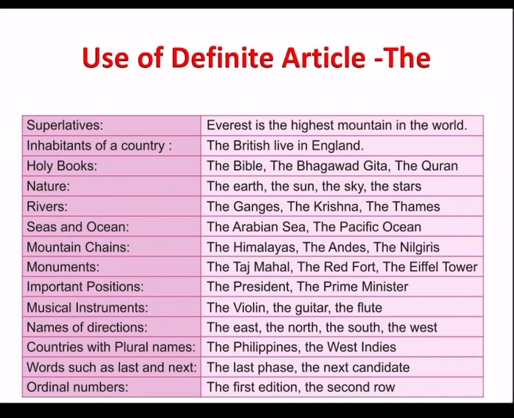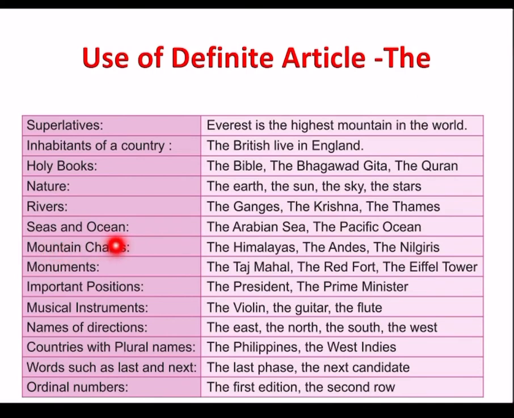When we talk about holy books, the Bible, the Bhagavad Gita, the Quran, remember we are going to use the in front of them. Nature, when we are talking about nature, the earth, the sun, the sky, the stars, the planet, the galaxy, we are going to use the in front of it because it is important. Rivers, when you are talking about rivers, the Ganges, the Krishna, the Thames river, the Nile river, etc., all these are very important rivers, hence we use the in front of it.